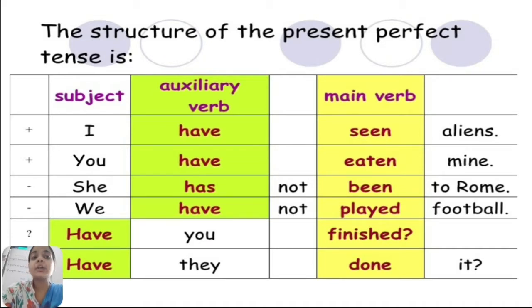She has not been to Rome. Here been is the past participle form of be. We have not played football. Interrogative sentence: have you finished, or have they done it? So this is the simple structure for forming sentences in present perfect tense.